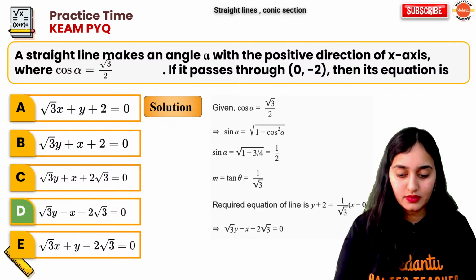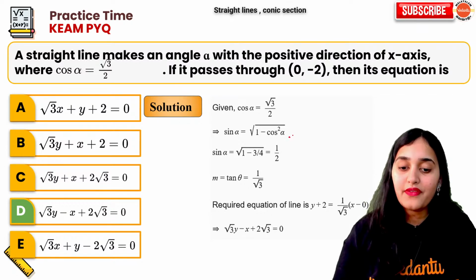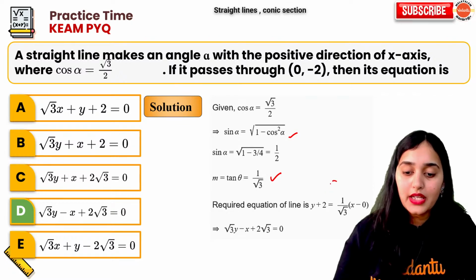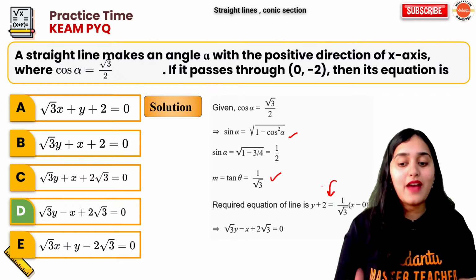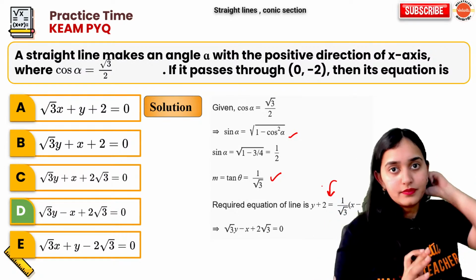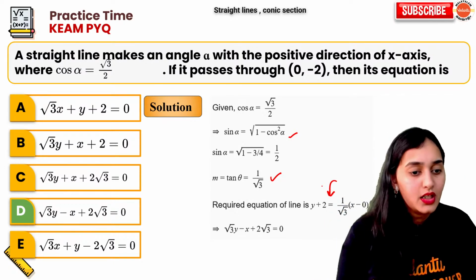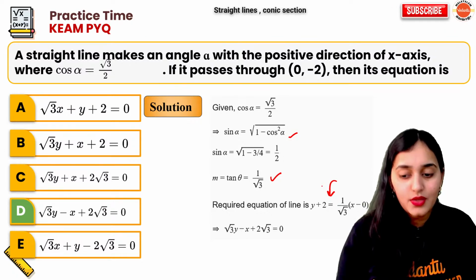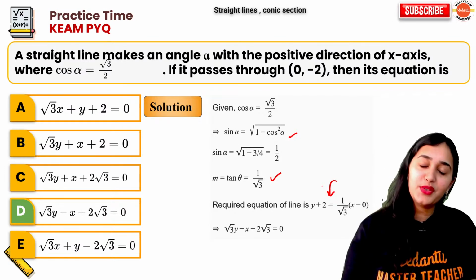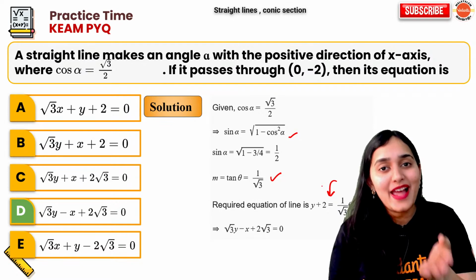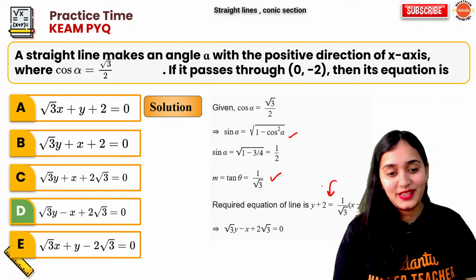Understood everybody? How are we finding out the slope? We are finding out sin alpha, then we are finding out tan alpha, and then we are putting it in the equation: y minus y1 is equal to slope into x minus x1. Okay? Yes, you can do that, Akshay. If you remember the value, you can do that. That's why I always say, remember the trigonometric values. It will help you, right?